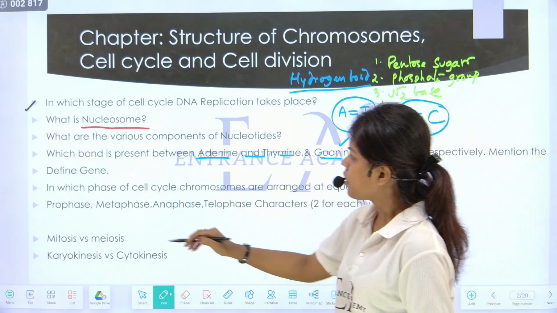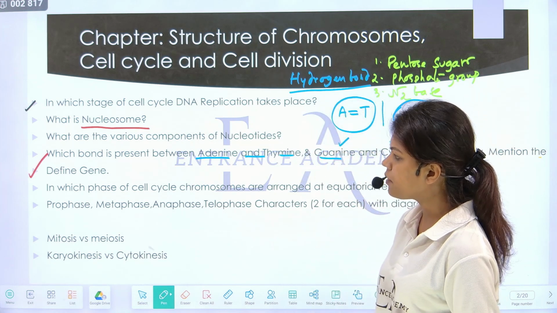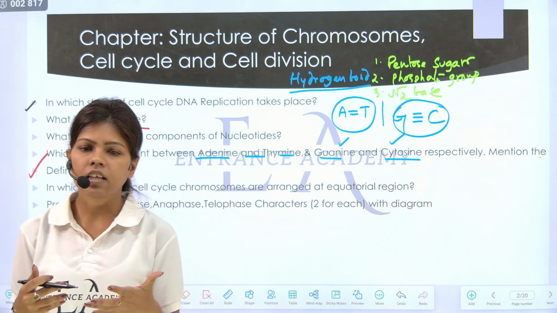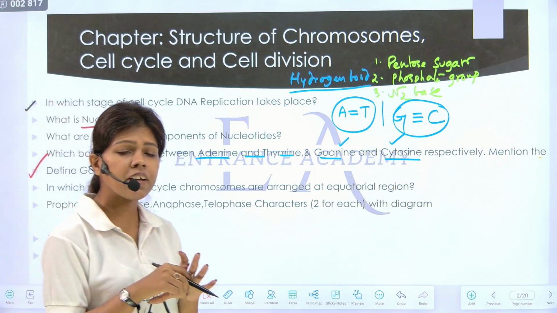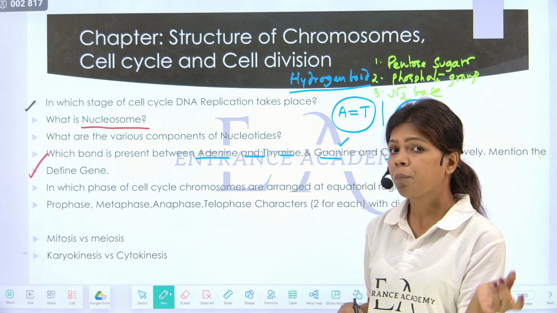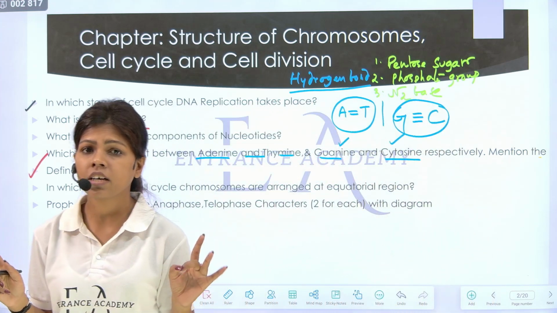Next, define gene. Sorry, I have missed this question. Define gene. What is gene? Genes are a specific sequence of nucleotides present on a chromosome, and that will represent a particular character.